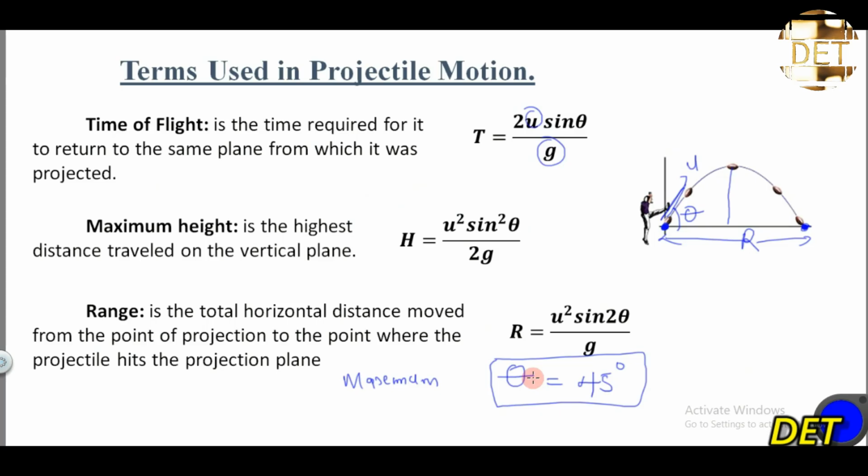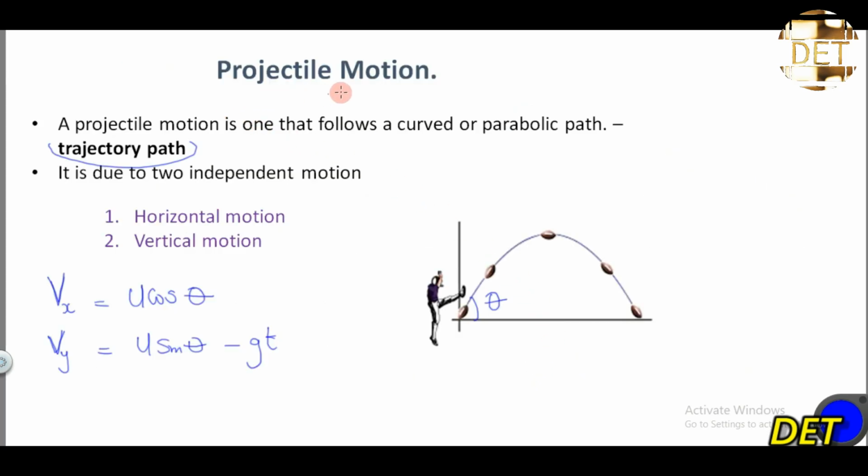So just a quick recap. A projectile motion is a motion that follows a curved or parabolic path, and this is the curved or parabolic path, right? If you shoot a catapult or throw something from a cliff, it will always follow this parabolic path, this curved path, or this trajectory path. Any motion that follows this path is known as a projectile motion. And there are two independent motions that are responsible for a projectile motion: a horizontal motion and a vertical motion.